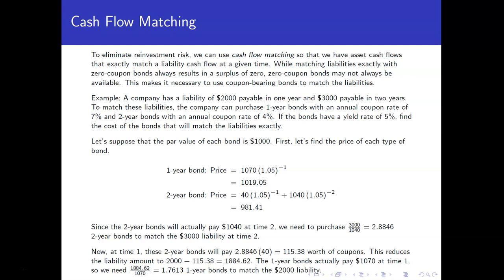Now, we could do this with zero coupon bonds, and it'll always result in a surplus of zero if that happens, but it may not always be available. So what that means is that we may have to use coupon-bearing bonds to match our liabilities, which makes things a little bit more tedious to make sure that we've got everything matched exactly. So let's do this with a particular example.